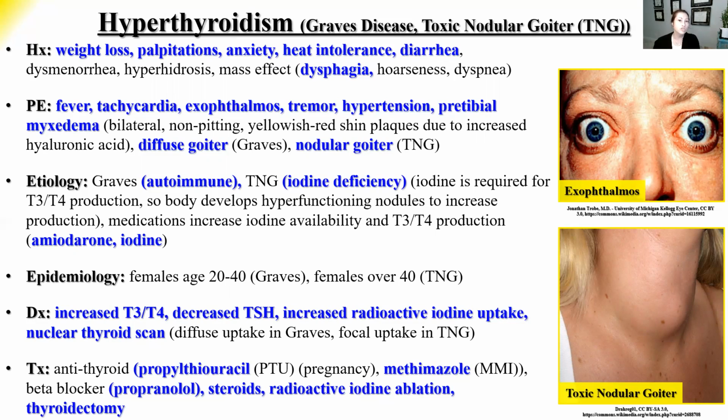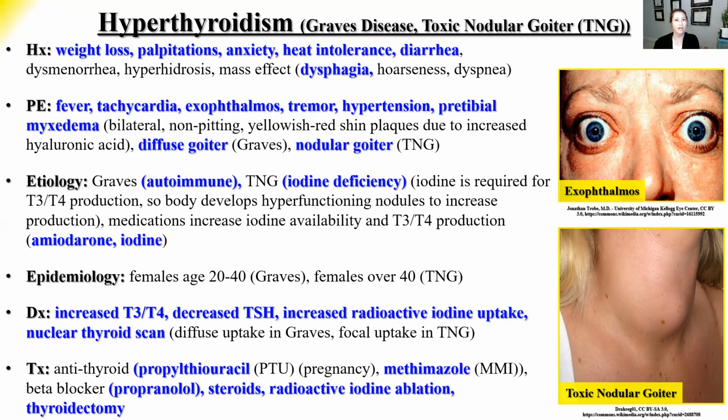They will also have an increase in radioactive labeled iodine uptake, and then you do that nuclear thyroid scan. So you get that radioactive iodine uptake and do a nuclear scan. In Graves' disease, they will have diffuse iodine uptake. In toxic nodular goiter, they'll have these small areas of focal uptake of that. We want to treat these patients with an anti-thyroid medication.